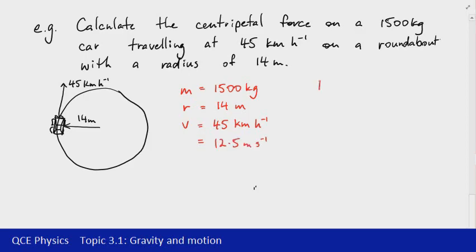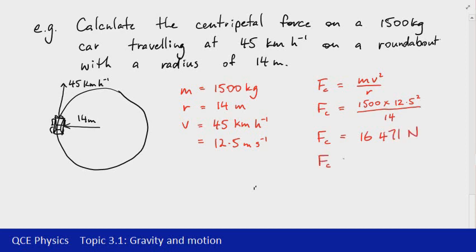So the centripetal force then is going to be equal to m v squared on r. So substituting into that, we have 1500 multiplied by 12.5 squared divided by 14, which gives us a value of 16,471 newtons, and rounding that to the appropriate number of significant figures, we could write that as 16 kilonewtons. So there's a simple question involving calculating centripetal force.